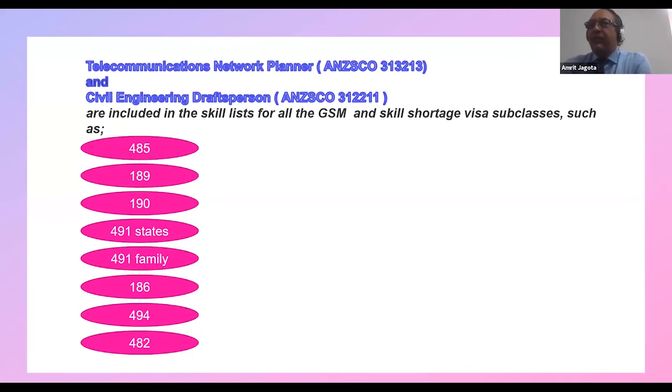With telecommunications network planner and civil engineering draftsperson, there are very many options for the student or applicant after completing this particular course. They pretty much can access all the skilled migration related visa categories as well as the 482. As I have mentioned here, they can go for 485, which is the graduate visa, a 1.5 years visa for applicants completing advanced diploma studies. They can even get an opportunity for 189 permanent, 190 permanent, 491 state sponsored, 491 family sponsored, 186, which is employer sponsored, 494 regional employer sponsored, and 482 short-term work visa. So pretty much this covers everything. So these two occupations have wider options.